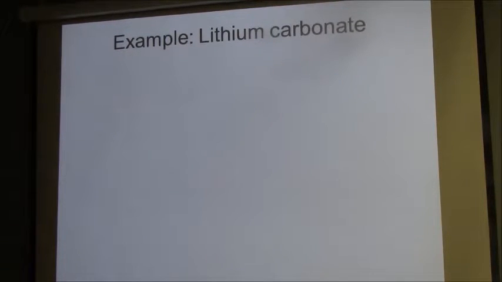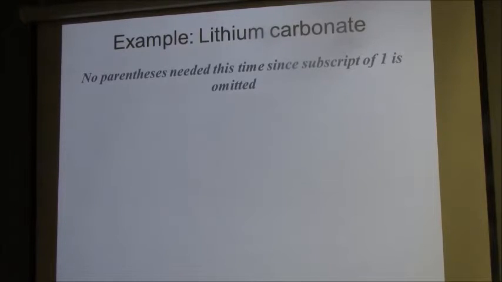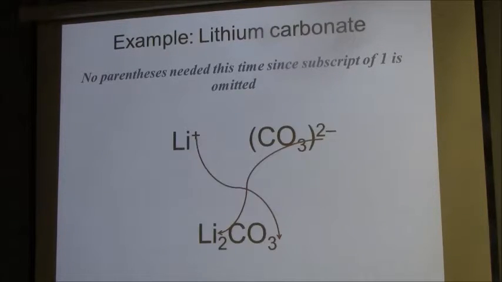Here's another example, lithium carbonate. We're not going to need any parentheses this time. Lithium's in group 1, so that's +1. Carbonate has a -2 charge, so superscript here becomes subscript here. This is +1, superscript here becomes subscript here. There's just 1 carbonate, so you don't need those parentheses this time.